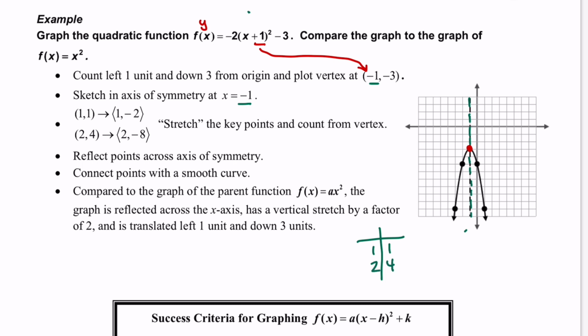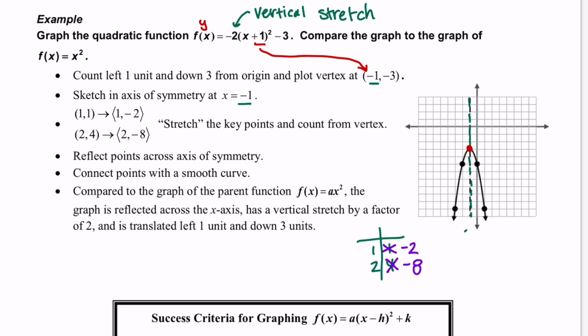But I have this negative 2 here, and this is our vertical stretch. Vertically has to do with the y values. So this number is going to take all of our y values and multiply them by negative 2. Instead of over 1, up 1, I'm going to take 1 times negative 2, which gives me negative 2 there. And 4 times negative 2 gives me negative 8.